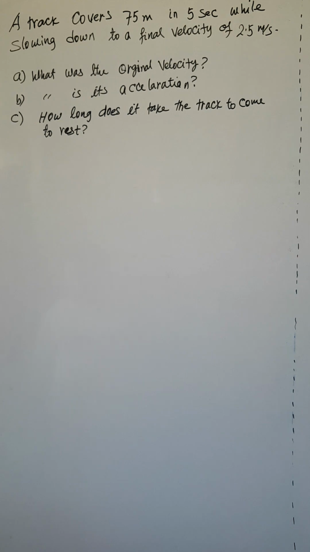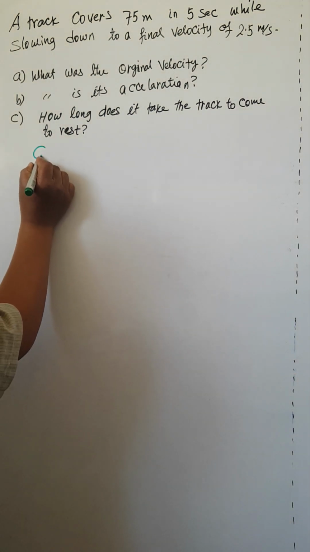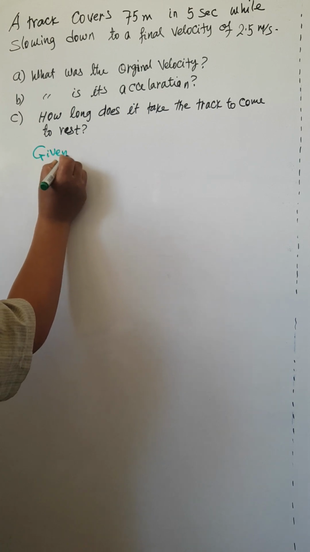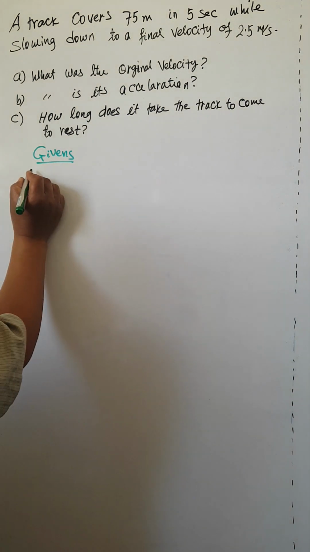Let's take out the givens. Now, the givens. A truck covers 75 meters in 5 seconds. So, the displacement or the distance.